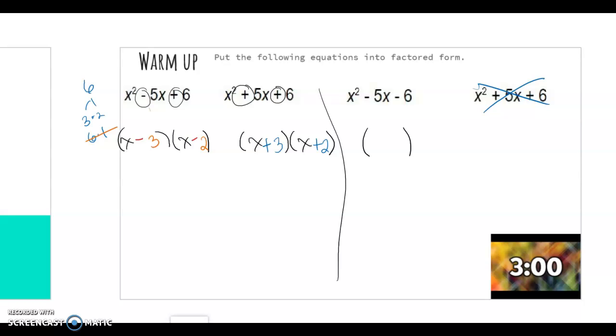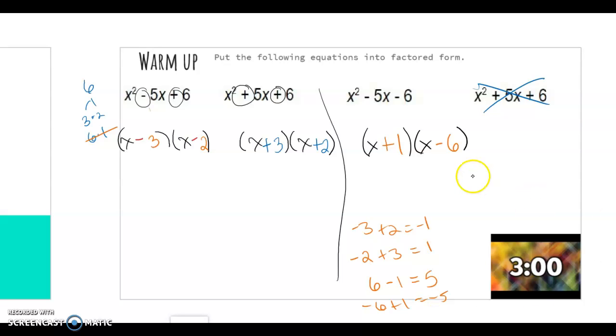And for our last one here, we have both negative numbers, meaning one number needs to be negative, one number needs to be positive. So let's see, if I have -3 plus 2, that's going to give me a -1. If I have a -2 plus 3, that's going to give me a +1. So it has to be 6 and 1. Well, let's see, -6 plus 1 gives me -5. So I know the negative has to go with 6 and the positive has to be 1. And there's your warm-up. But let's move on to today's practice.